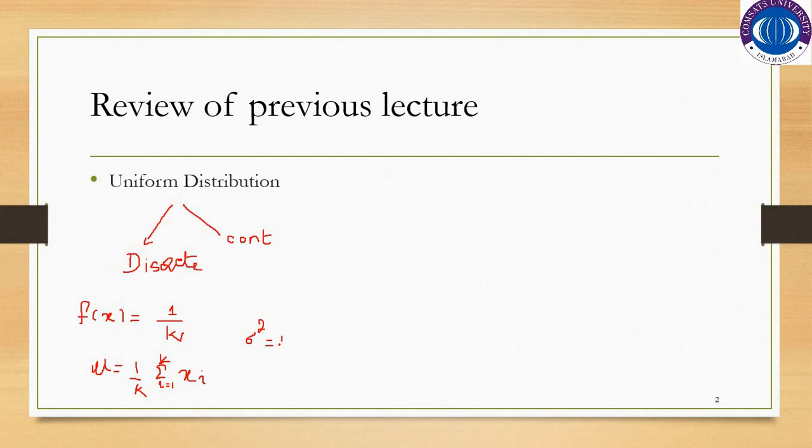1 by k summation i is equal to 1 till k, and summation is applied to x, i in subscript, minus mu whole square, where mu is equal to 1 over k summation x i. So this is the case of discrete uniform distribution.